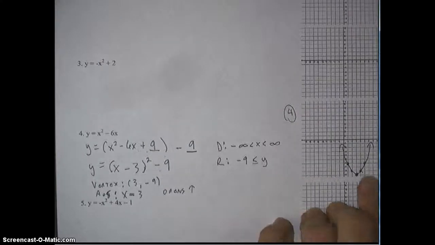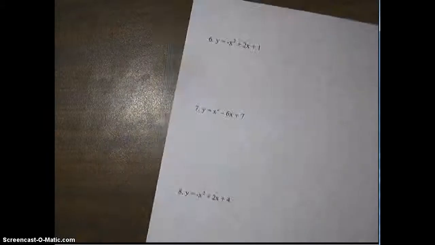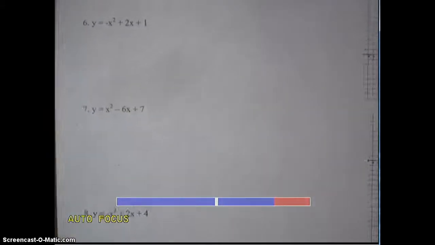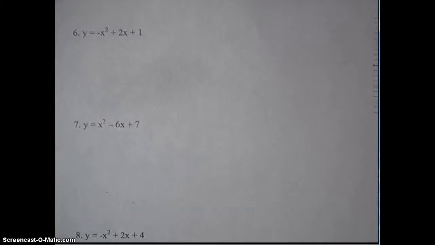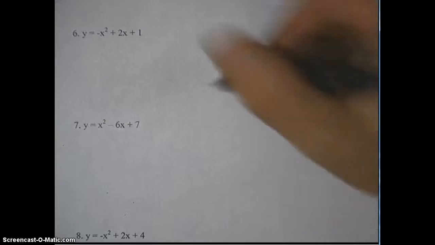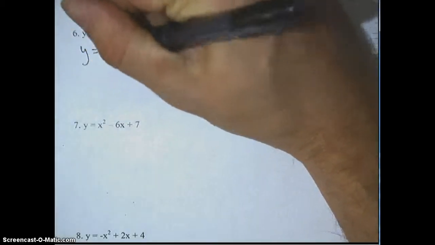All right, I want to flip over to the back now. And I want to look at number 6 here, because now we've got a negative. So the process is exactly the same. I want to factor out the negative first, though.